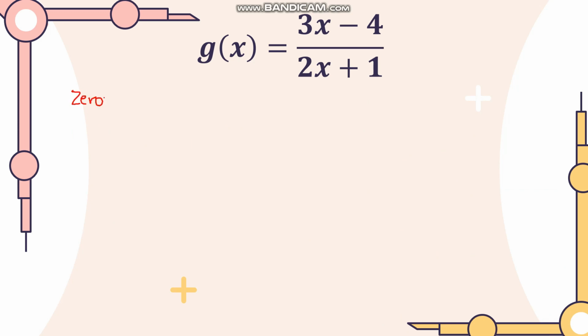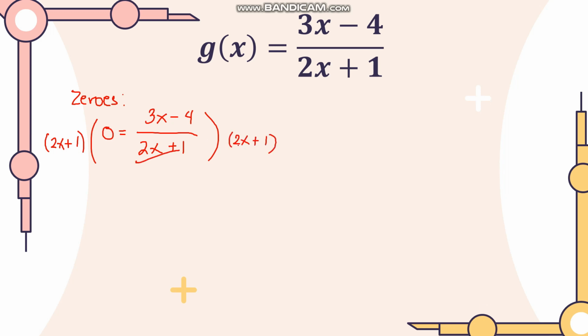So let's now solve for the zeros. When we're solving for zeros, we just have to set our g of x, or our function, equal to 0. So we have 0 equals 3x minus 4 over 2x plus 1, because we're trying to identify the values of x that will make our function equal to 0. Since we have a denominator, let's multiply both sides by the denominator, which is 2x plus 1. And then simplify. So this will be cancelled. 2x plus 1 times 0 is just 0. Then we're left with the numerator, which is 3x minus 4.